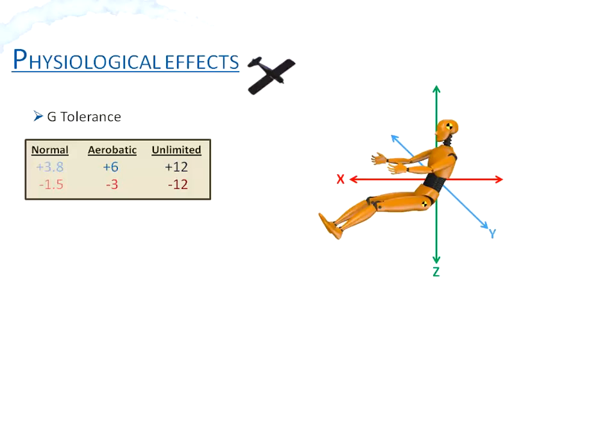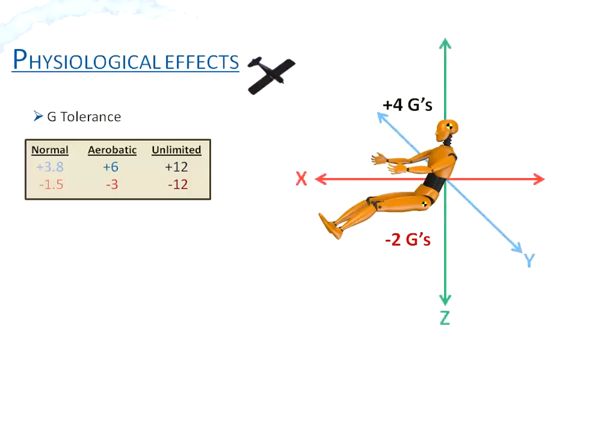Now we break this into two categories, positive and negative G's. Positive G's, like I said, go from your head to your toe. It takes the blood and forces it out of your head to your feet. An extreme version of this can have physiological effects. The reverse effect, negative G's, go from the toe to your head, so the blood is forced to your head. Now the corresponding effects, like I said, can be anywhere from just minor, kind of feeling funny, up to it can kill you if you experience too much.